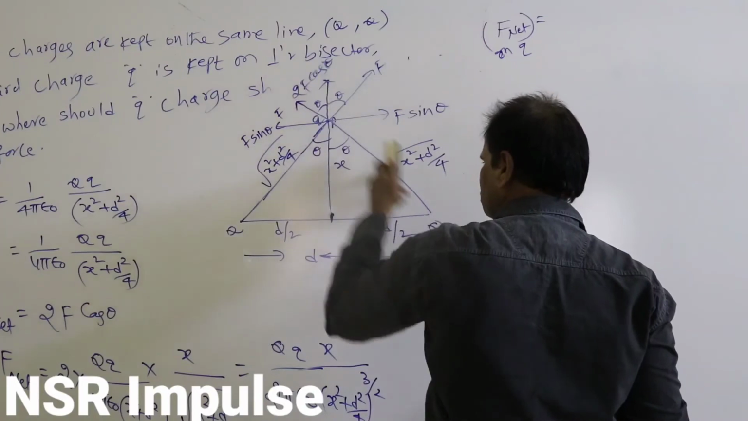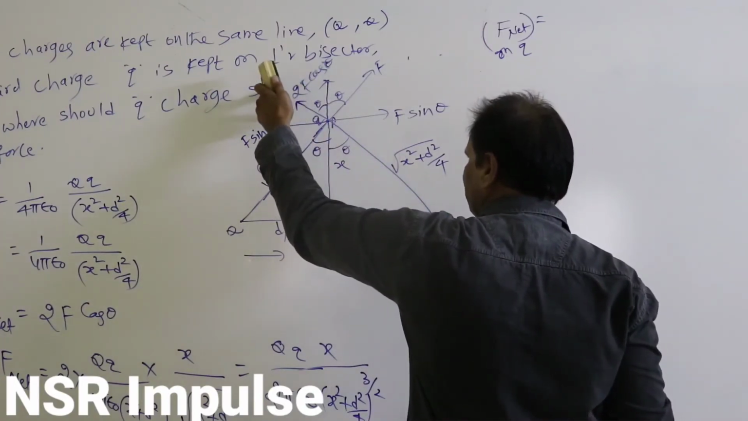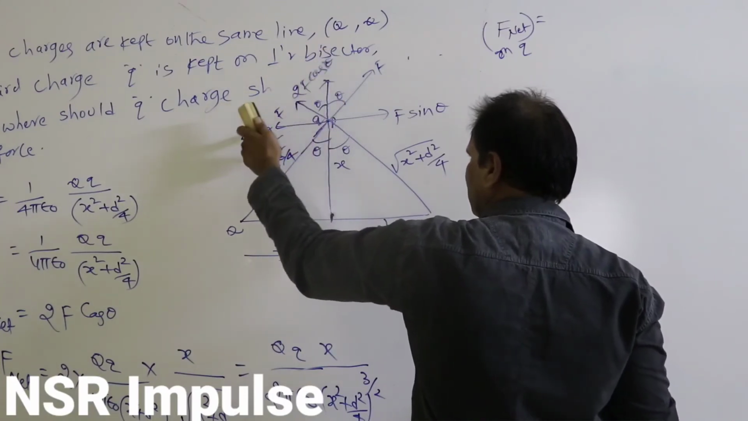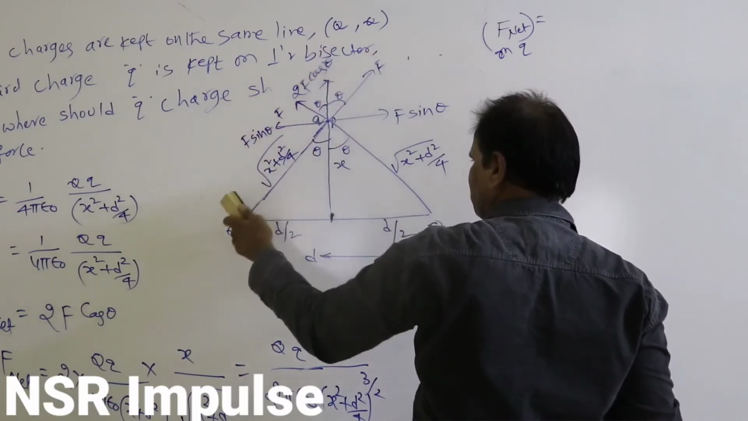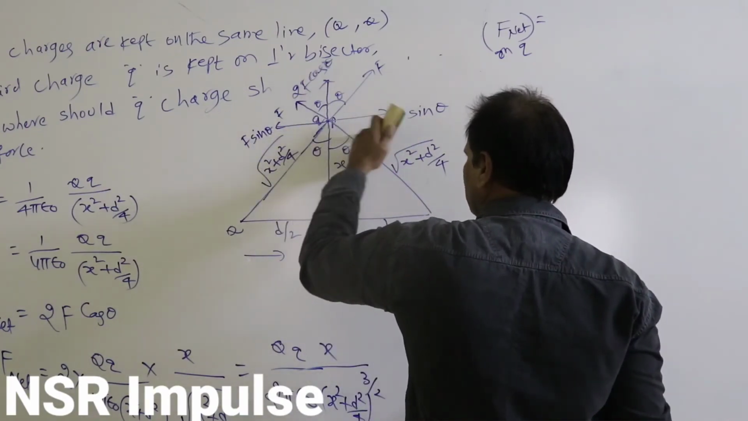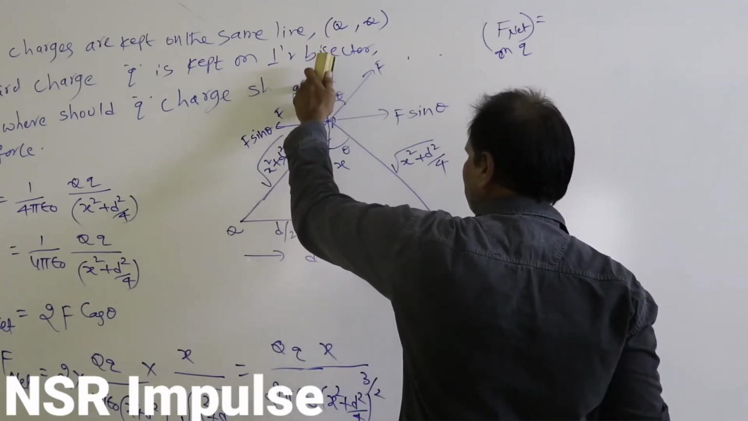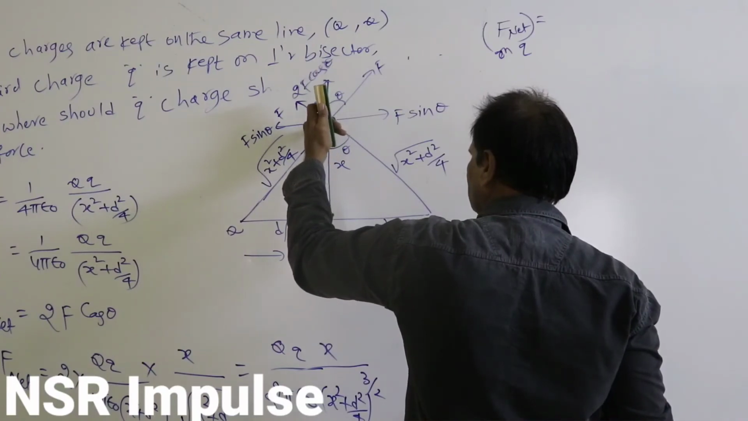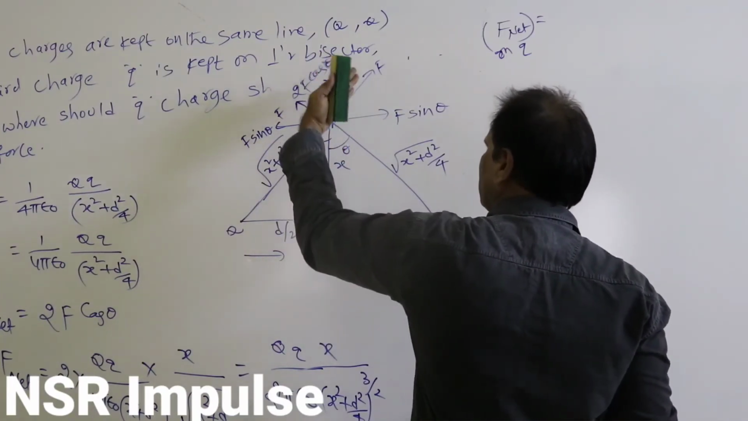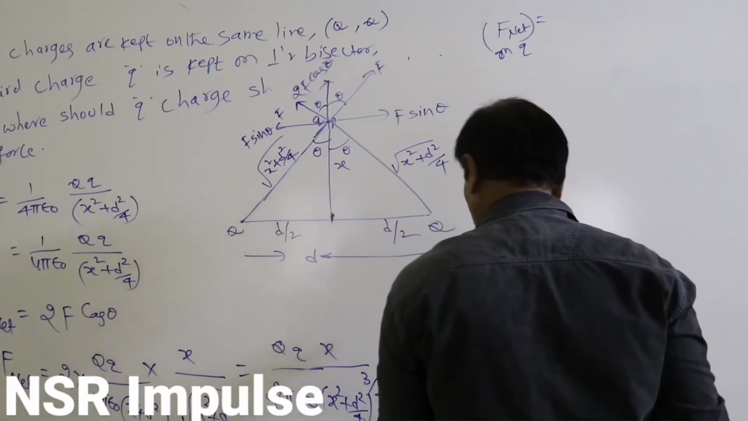Force between these two acts along this line, F. F has to be resolved into components, F cos theta, F sin theta. This force between these two is also resolved into components. F sin thetas are cancelled out. Left over is 2F cos theta. So force on this charge will be 2F cos theta acting in the upward direction. So that is the force.